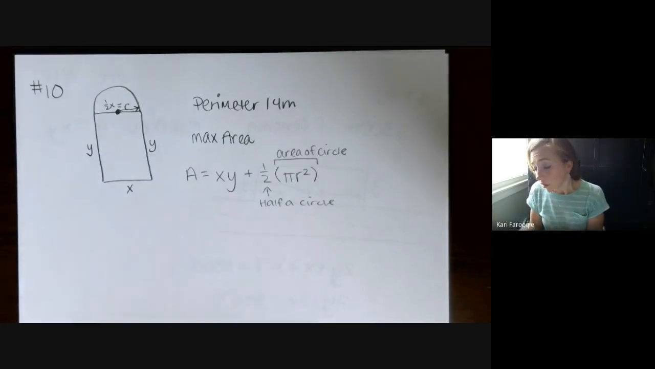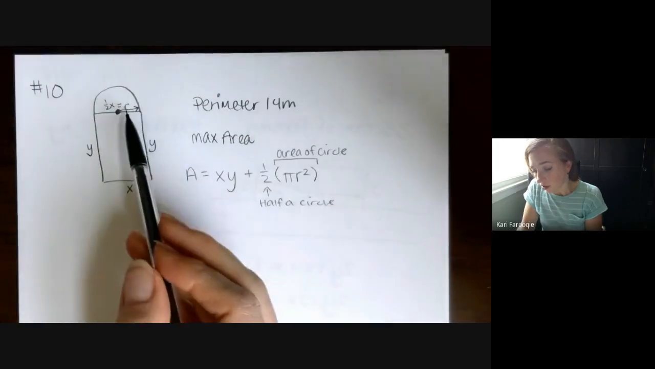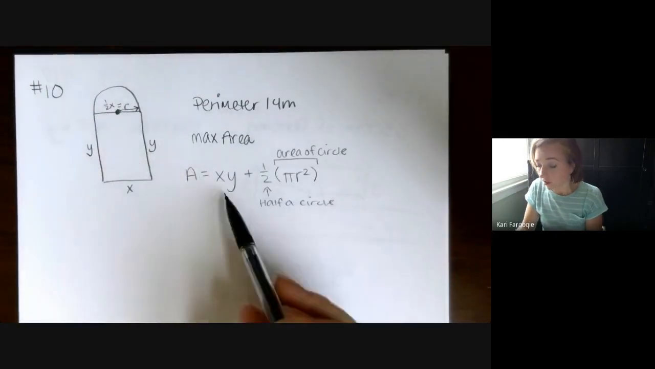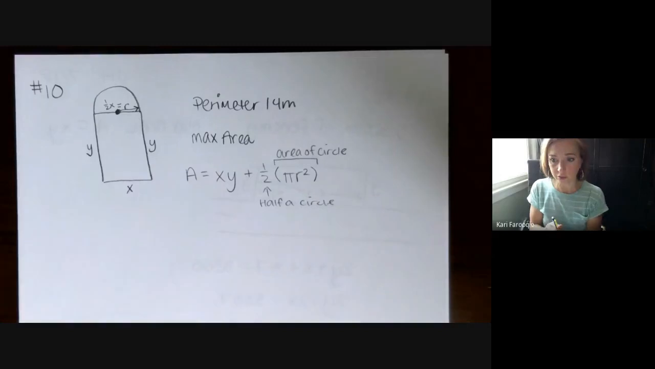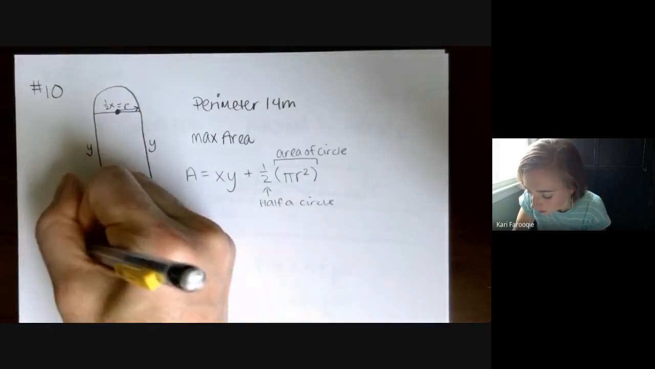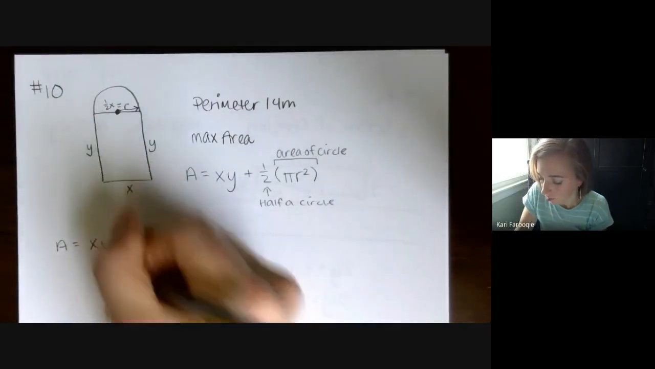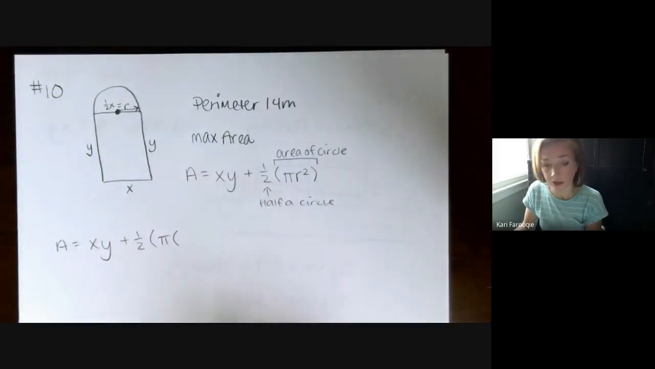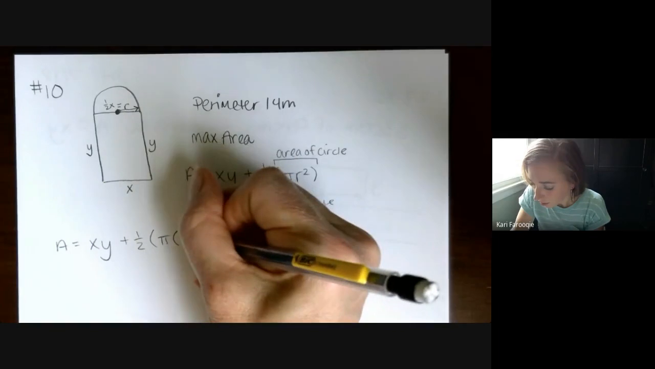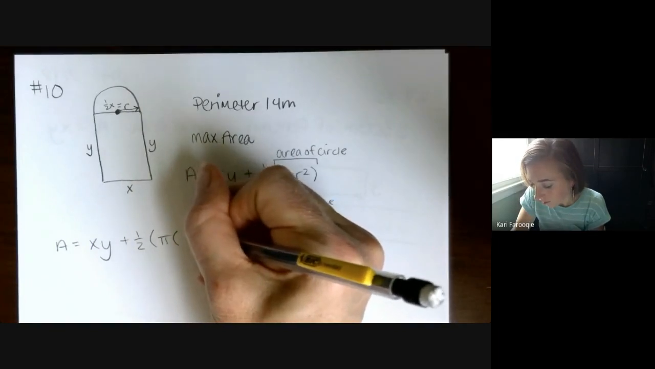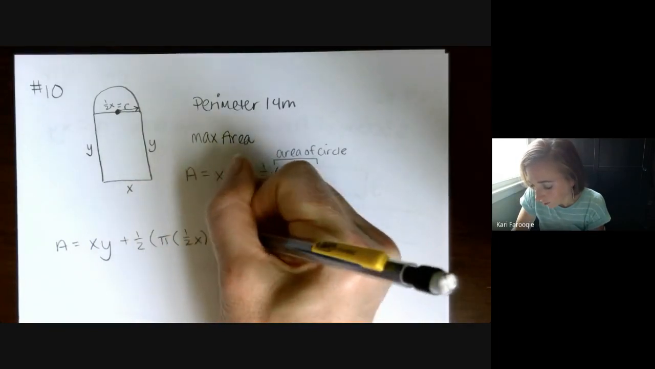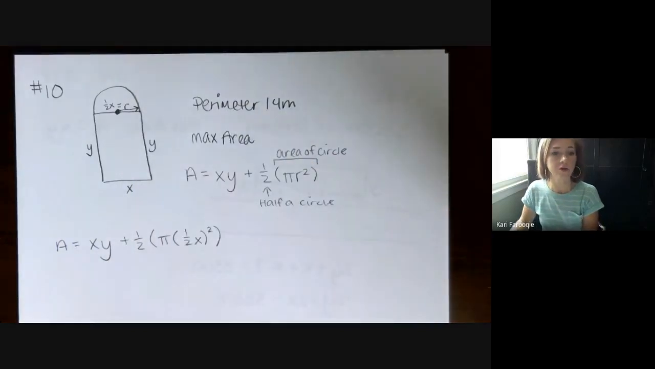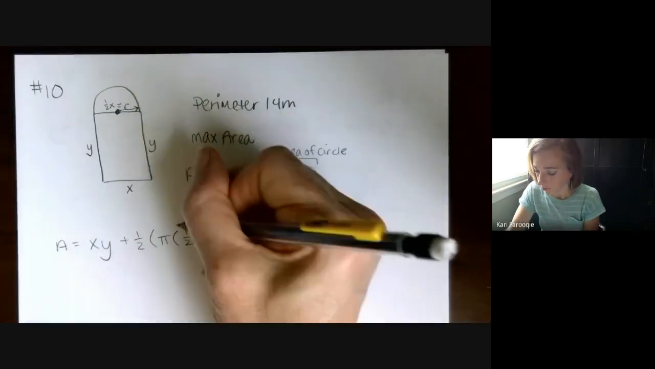Okay, but now we've already discussed the fact that r is going to be 1/2 of x, and we don't want to have 3 variables. If anything, we want 2 variables, and then we can substitute in and create 1 variable, but having 3 variables is kind of a mess. So we're going to rewrite this again. The area will be xy plus 1/2 times pi, and then r will be x over 2, or write it however you want. If you prefer 1/2 x, that's fine, squared. So just subbing in for r.